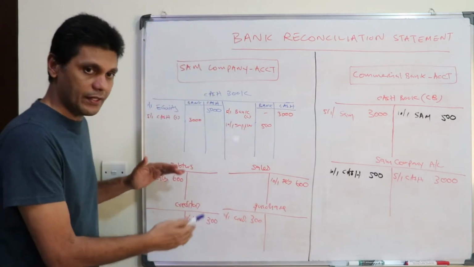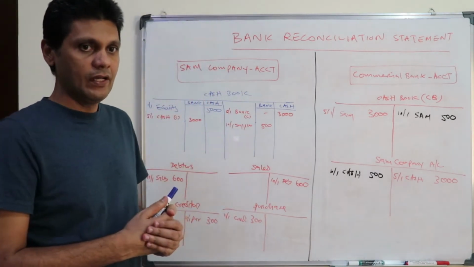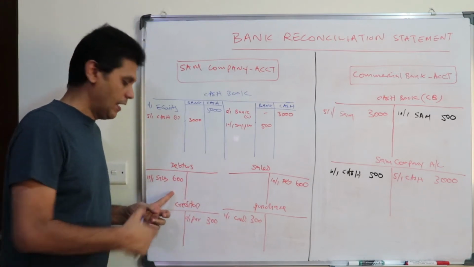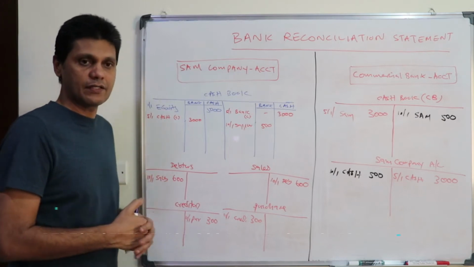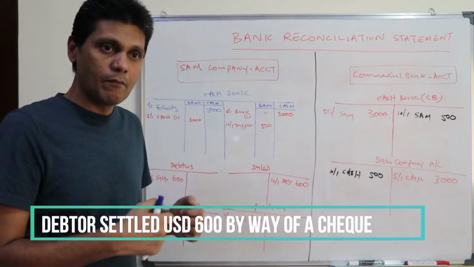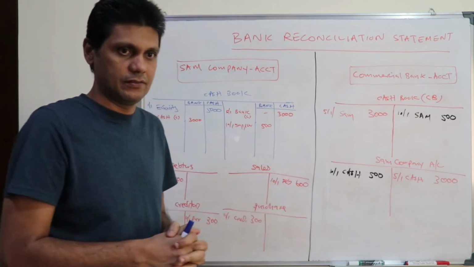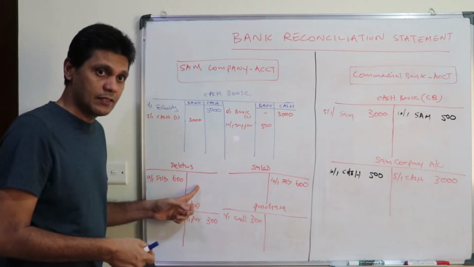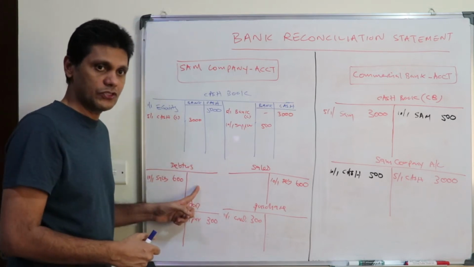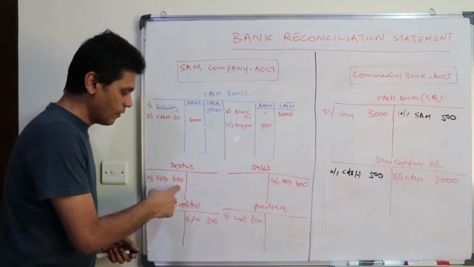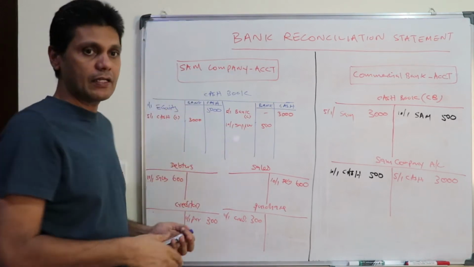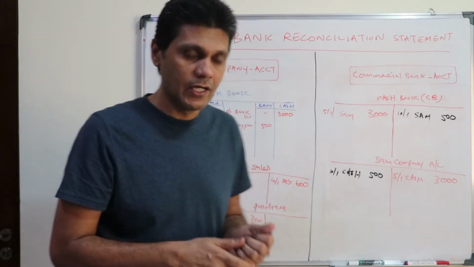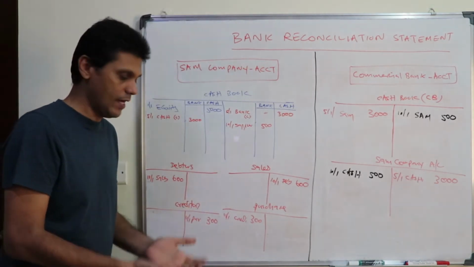Now, those credit transactions are recorded separately. Now, the debtor, our customer, has settled this $600 by giving us a check. He paid off his outstanding balance through a check. So, the moment the company accountant receives the check from his debtor, what does he have to do?